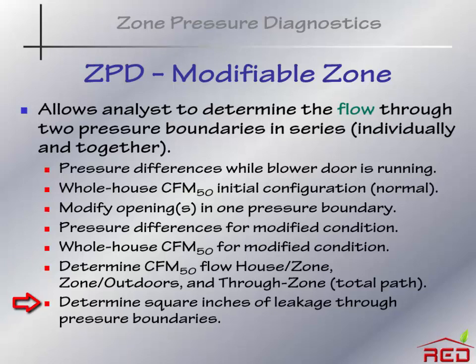And then for the house to zone and zone to outdoors, we can determine the square inches of leakage through those pressure boundaries. This is a very good tool if you're out there air sealing an attic, for example, or air sealing a wall between an attached garage and a house. And it's a very good tool for quality control inspectors to determine whether a house has been weatherized correctly.